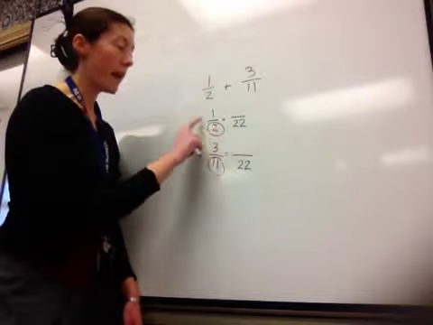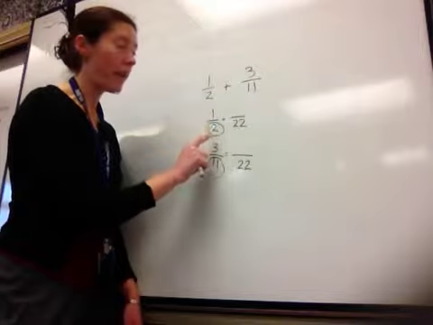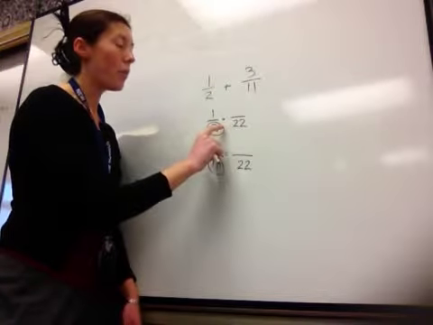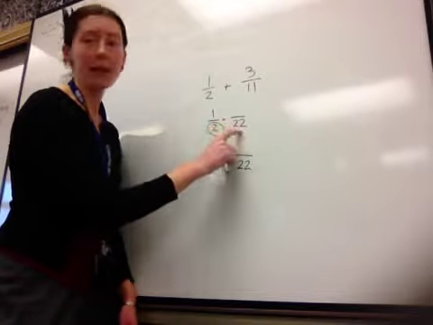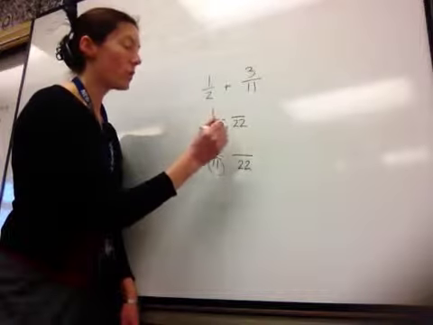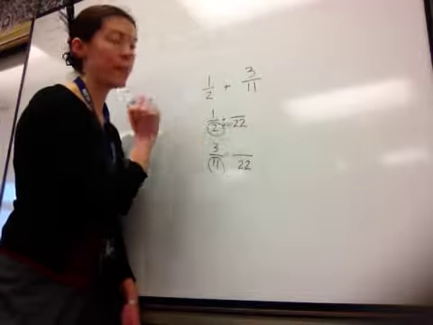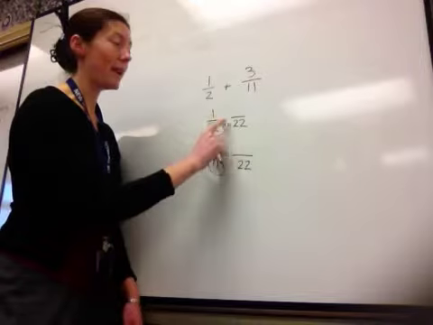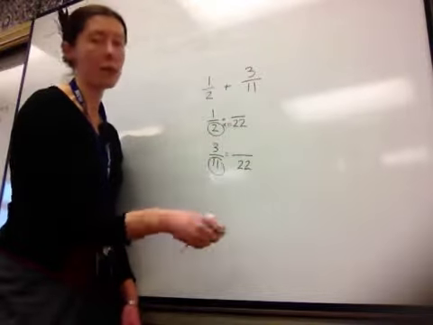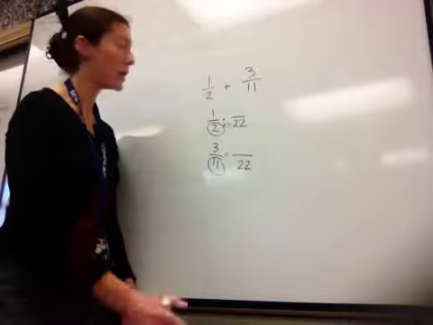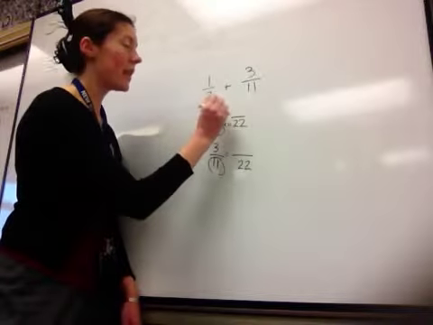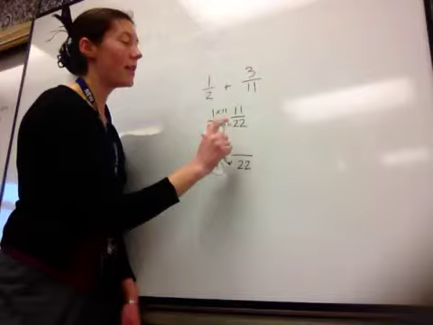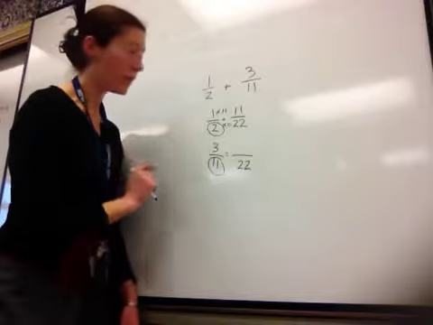Now, I'm going to go back up to my first fraction, 1/2, and I'm going to think, what did I do to the 2 to make it become 22? Well, in order to make it become 22, I multiplied it by 11. So I'm going to have to do the same thing to the numerator to make this stay an equivalent fraction, a fraction that's worth the same amount. So I'm going to do 1 times 11, and that will give me 11 out of 22.